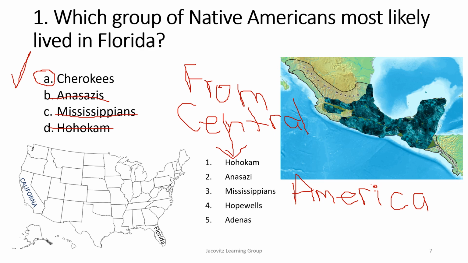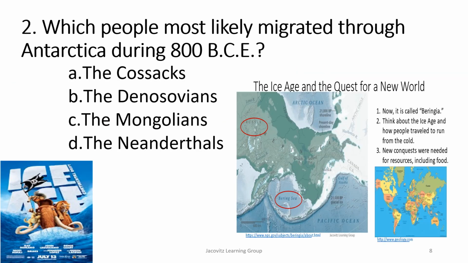Okay, next. Which people most likely migrated through Antarctica during 800 before the Common Era? Now, would it have been the Cossacks? No, the 1200s. Remember I said it was one of these two groups? And you have this answer here, the Mongolians. So you're either going to go the Denisovans or the Neanderthals. And remember, they were the first people to kind of grow all over. So your answer is probably going to be D. And most people would get that easily.